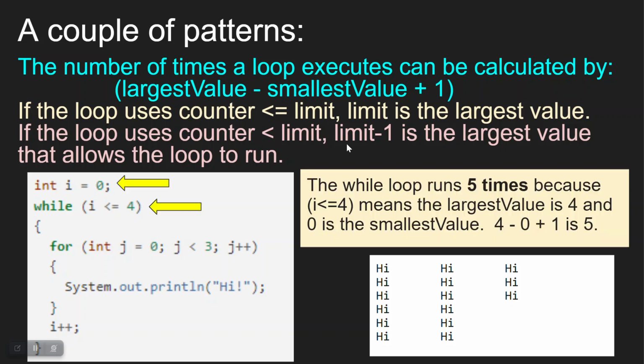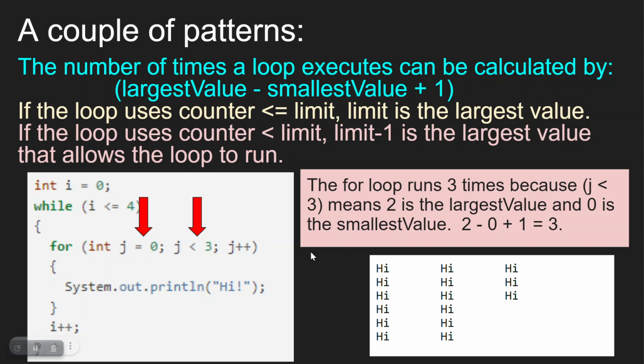So for this one right here, to look at the while loop, the while loop runs 5 times because I is less than or equal to 4 means that the largest value is going to be 4. And then, of course, 0 is the smallest value of I. So 4 minus 0 plus 1 is 5. So you can just look at those two things and you can understand, all right, everything in this while loop is going to execute 5 times.